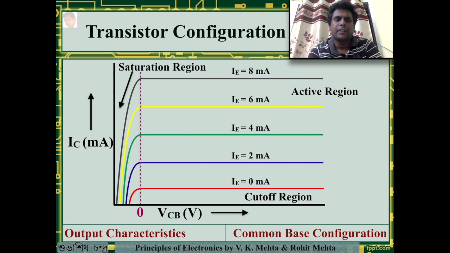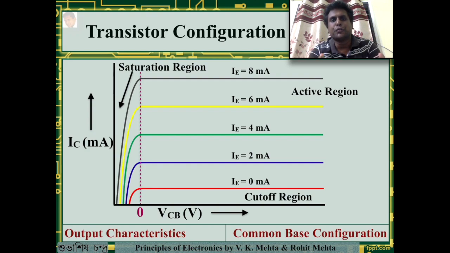In this region, the output current IC is independent of the output voltage VCB. The magnitude of IC is solely dependent on the input current IE. So, the output current IC is determined by the change in input current IE. This finds an application of the transistor as an amplifier, where the value of the output current changes according to the value of the input current.